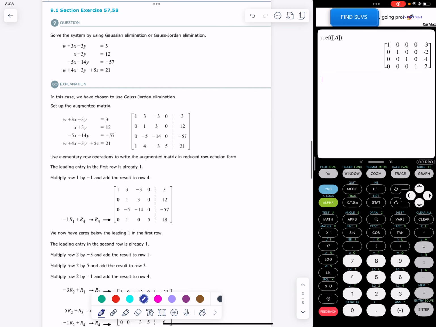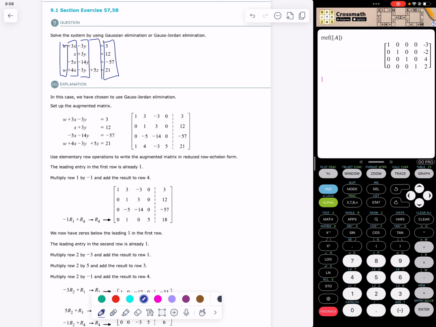Okay, let's try this next problem. Now, what do you notice? We do have the W's in the same column, X's, Y's, Z's, and then our constants on the right-hand side. So we are good to go. But if these are not written like that, you will need to write them in the correct order. Let's go ahead with our augmented matrix.